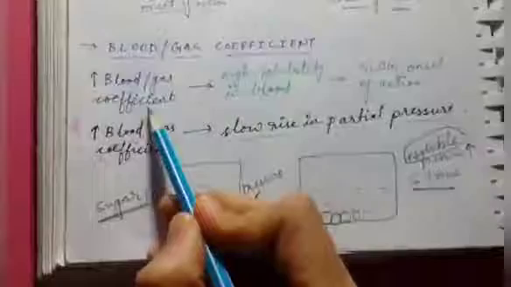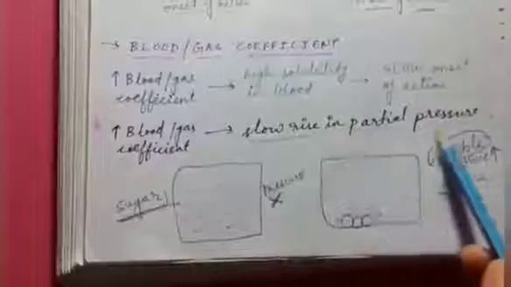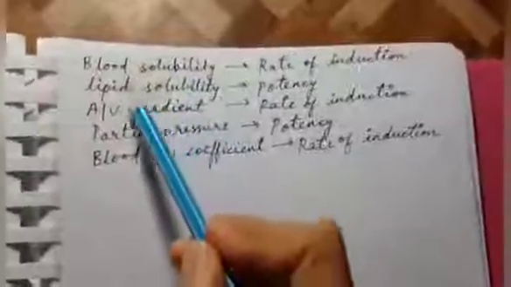If it is insoluble in the blood, then the blood gas coefficient will be low, and if there is a low blood gas coefficient, then the pressure will rise quickly. But if it is soluble in the blood, then the blood gas coefficient will be higher and the pressure will not rise very quickly; the rise of pressure is slow. So that is the main thing you need to know for blood gas coefficient and arteriovenous concentration gradient. Now I have summarized all of these things at the end. Remember all these things.